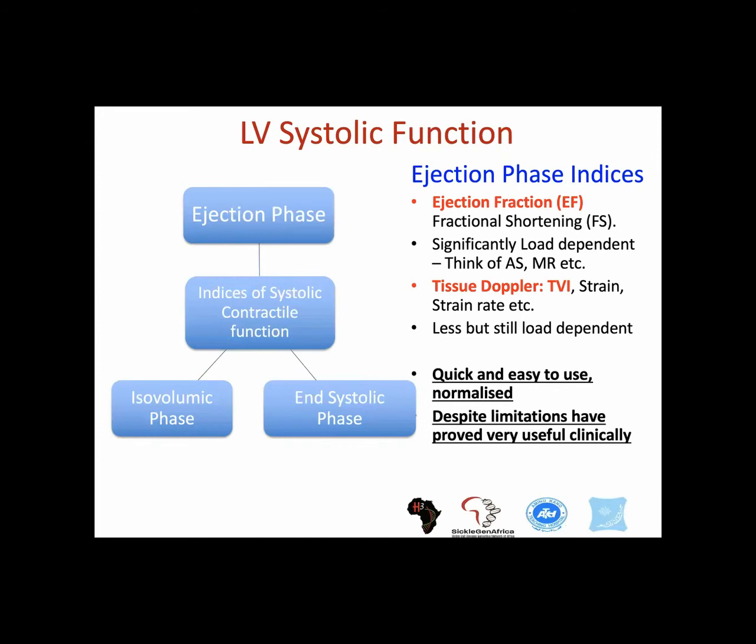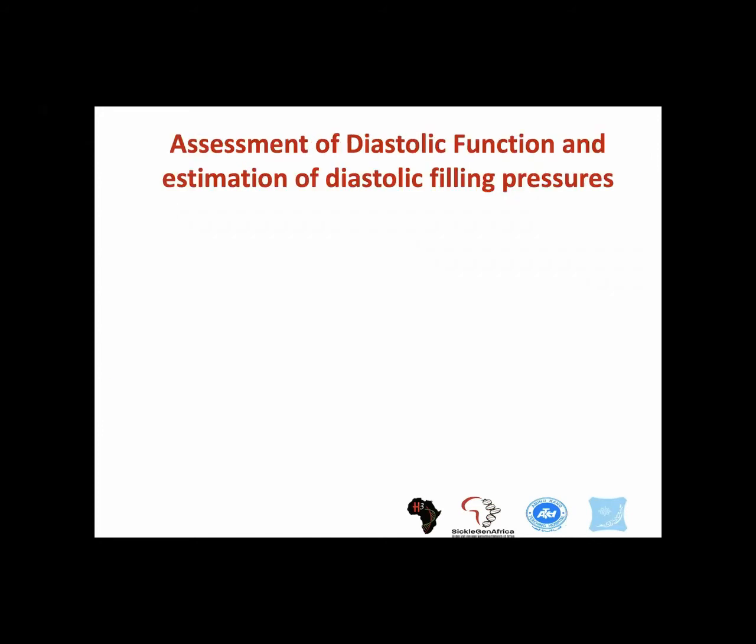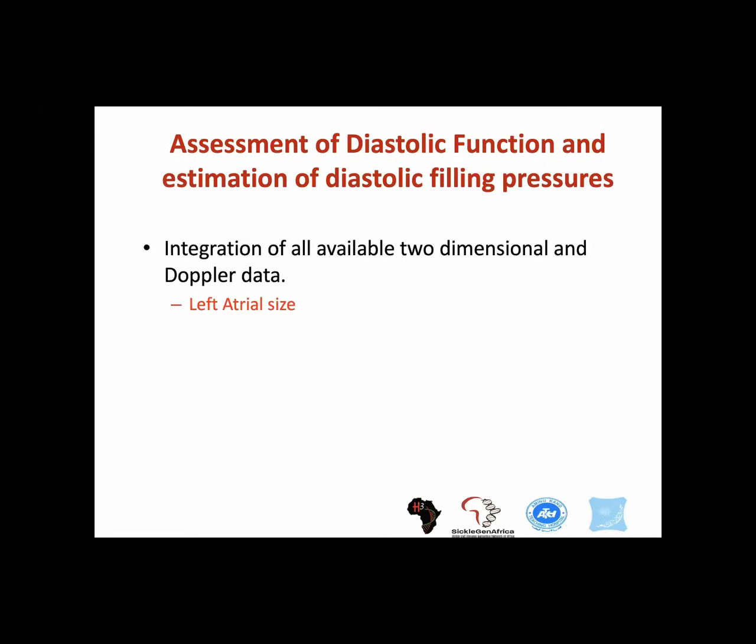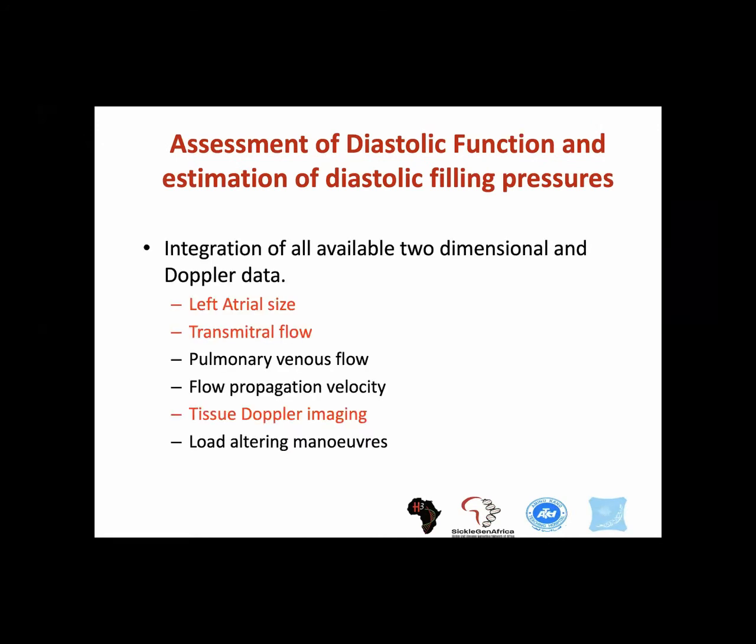We are using ejection fraction to determine systolic function. I will not give you details, I'll just skip it. And then for the diastolic function, which is the main thing we do, we are doing the ones in red: left atrial size, transmitral inflow, and tissue Doppler imaging. All this will eventually determine whether a patient has a diastolic dysfunction or not.